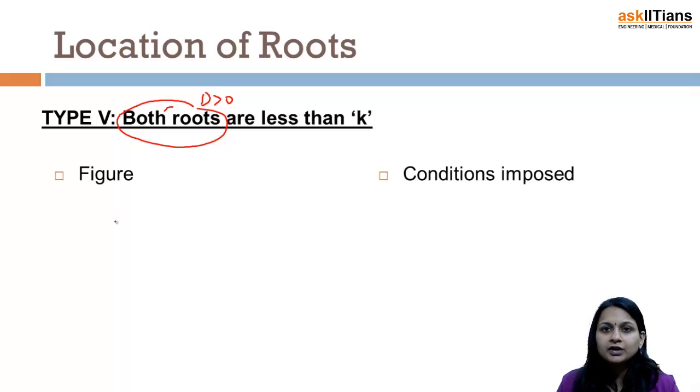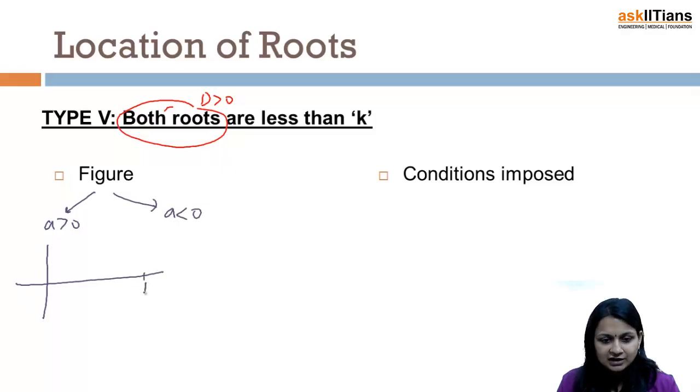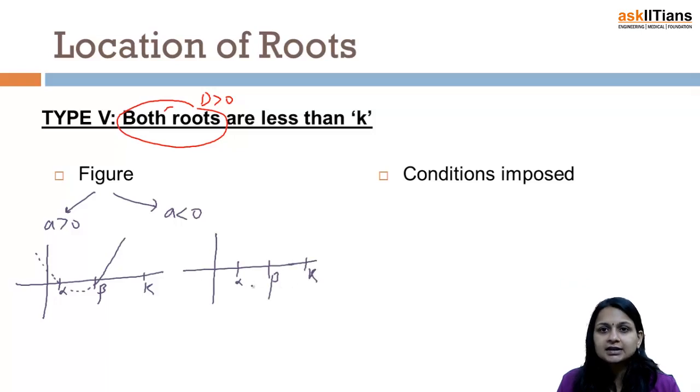Now when I talk about the figure, I will be taking two cases. One is a greater than 0 and another is a less than 0. A greater than 0 means the parabola's mouth will be upwards. So both roots are less than k. I will plot k first of all. I can take k anywhere on the number line, and I have two roots alpha and beta like this. My graph will be passing through alpha and beta, and they will be less than k. In the next case, when a is less than 0, I have two roots alpha and beta which are less than k, so I have a parabola with mouth downwards.